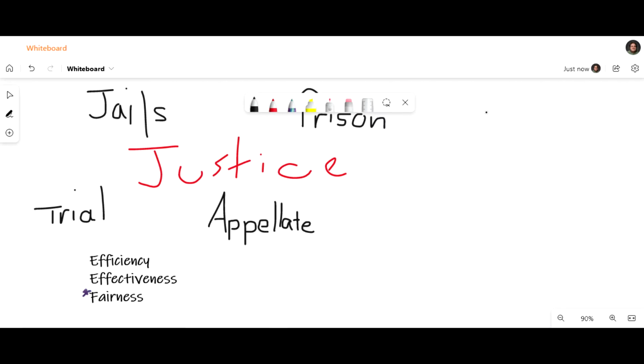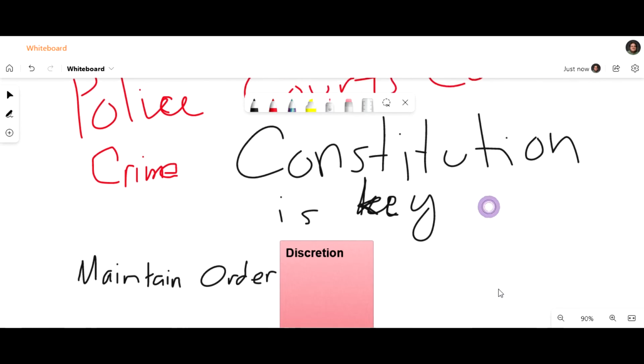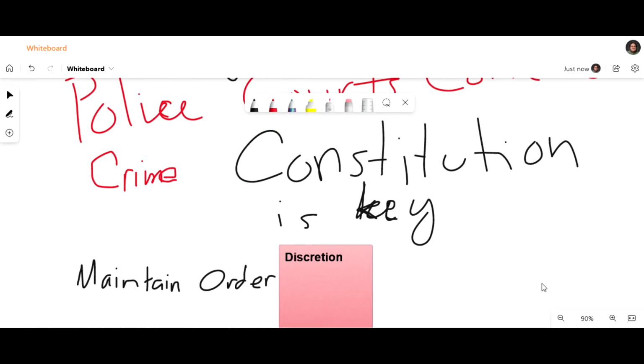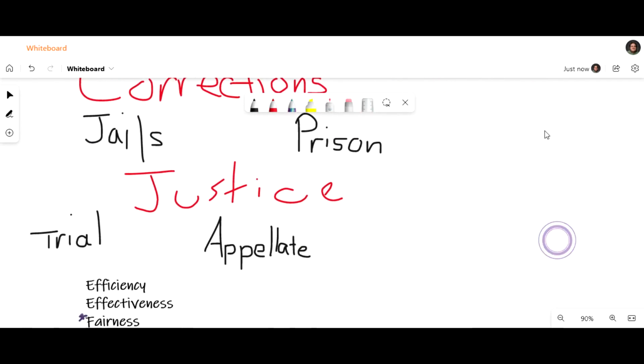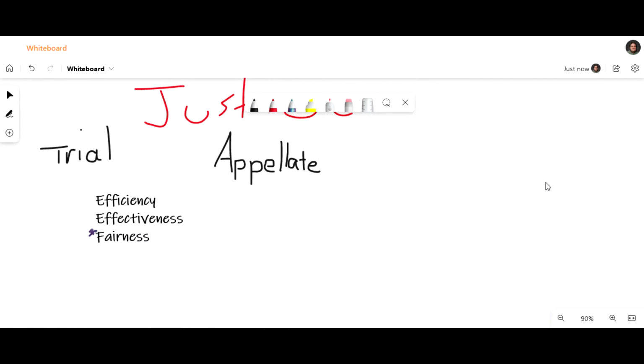just to make sure, I've said it before in the first video, but I want to reemphasize, the Bill of Rights is the first 10 amendments of the Constitution. And remember, the Constitution is the big thing. It's the key. Remember, the Constitution is key to the criminal justice system. If you want to know if something's allowed or not, look to the Constitution.